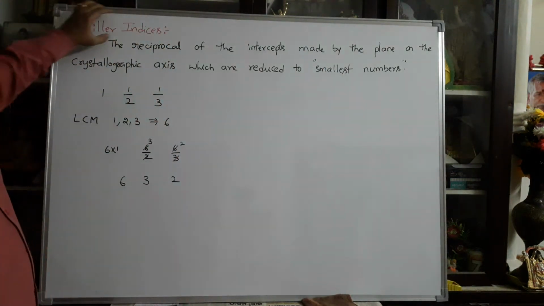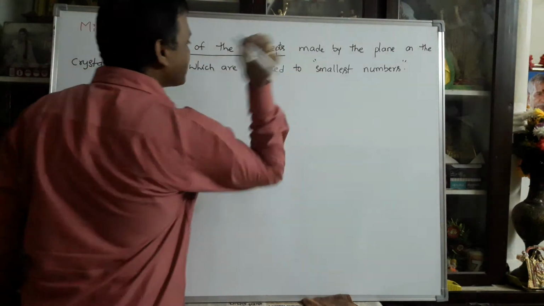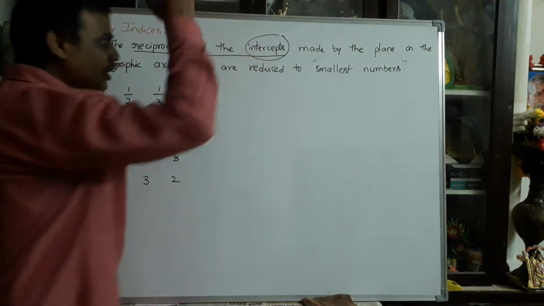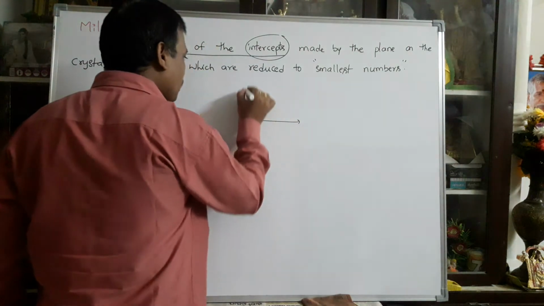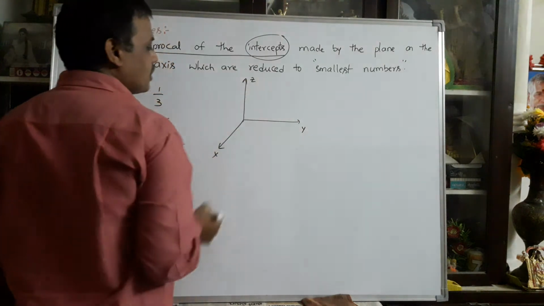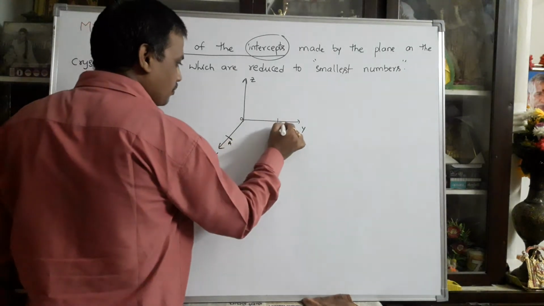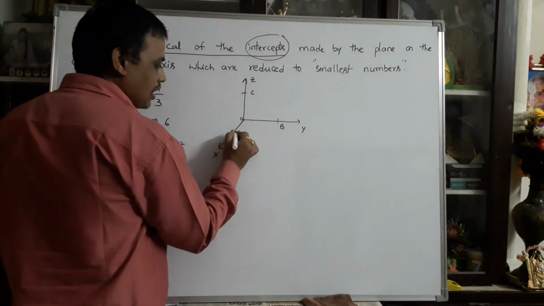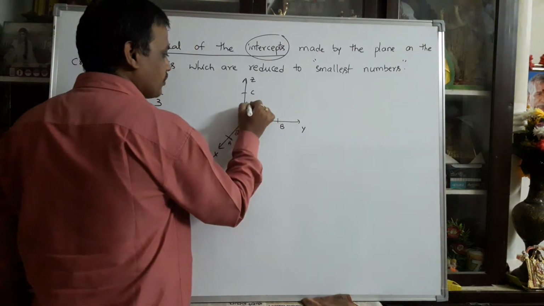To calculate Miller indices, you take the reciprocal of the intercepts. Everyone knows intercepts. Suppose you have a three-dimensional lattice with an x direction, y direction and z direction. In the x direction, from the origin O to the point A, in the y direction to B, and in the z direction to C. O to A can be taken as 2 units, O to B as 3 units, and O to C as 4 units.